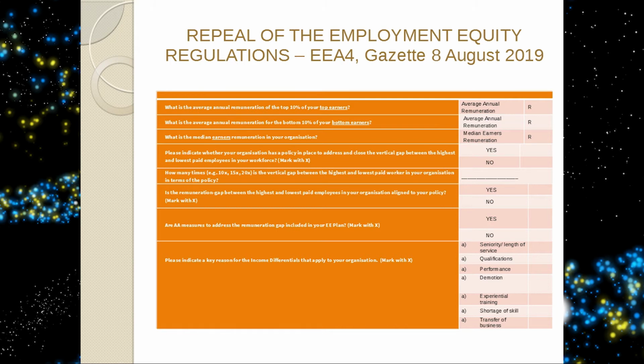Now what I want to tell you, and you can maybe make a note of this, let's assume we have 112 employees. So the question is the average annual remuneration of the top 10% of your top earners. If we employ 112 people, it would mean that 10% of 112 people equals 11.2 people. So we will take the remuneration of person number 1 plus 2 plus 3, 4, 5, 6, 7, 8, 9, 10, as well as person number 11.